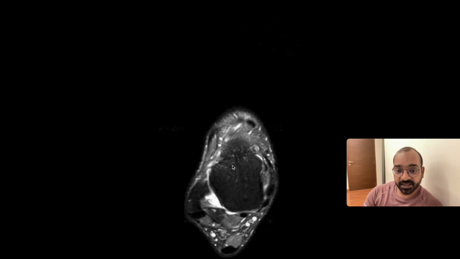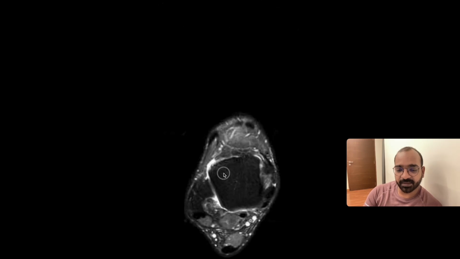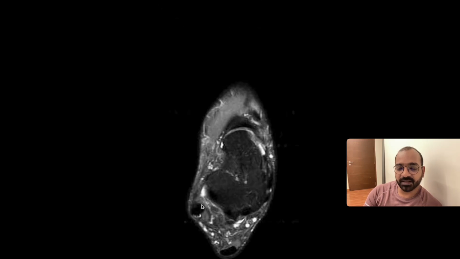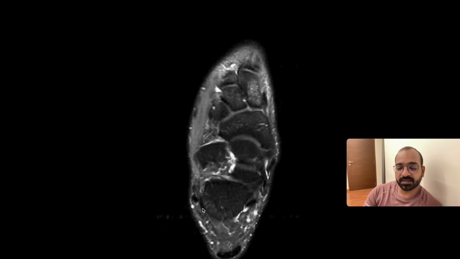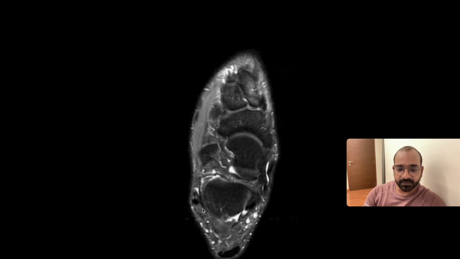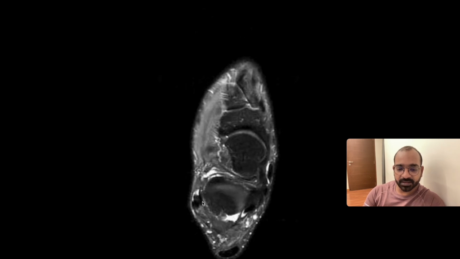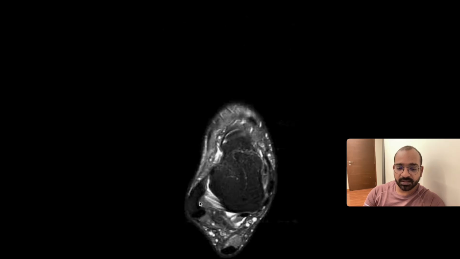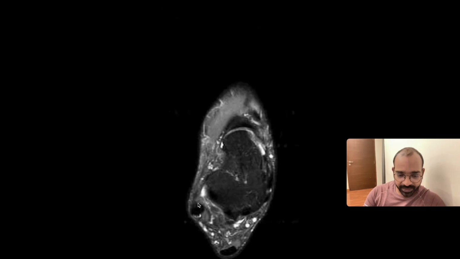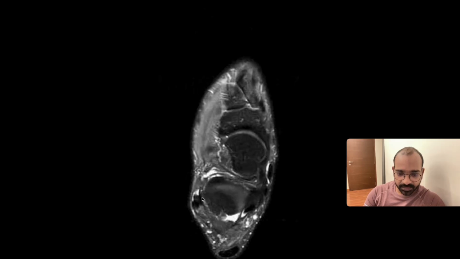So where is our CFL? That is the calcaneofibular ligament. If we see, this is the fibula. Okay, if we go down, you see this T2 hypointense band which is attaching to the calcaneum. So if we trace it up, see that goes and joins the tip of the fibula medial to the peroneal tendons.